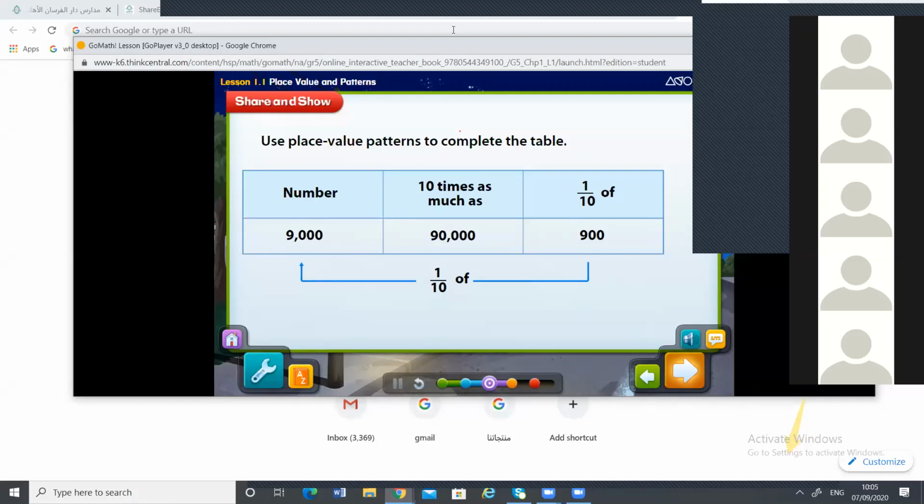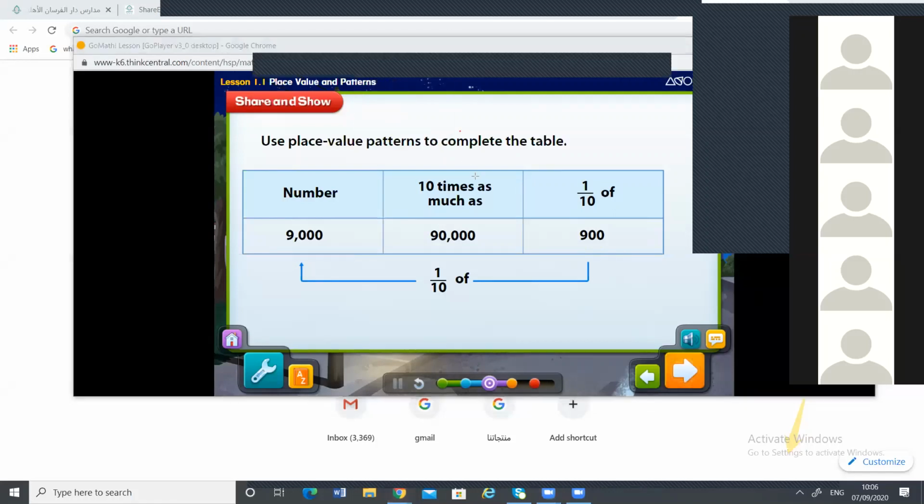Again, I will say you girls, when you see the word times, that means you need to multiply. That is, you need to add a 0. When you see 1 over 10, that means you need to remove 1 0. If it is 1 over 100, you need to remove 2 0s. Anyways, we are bothered only for 1 over 10. So 1/10 of 9,000 means it becomes 900. 10 times of 9,000 becomes 90,000. I'm sure your class is clear.